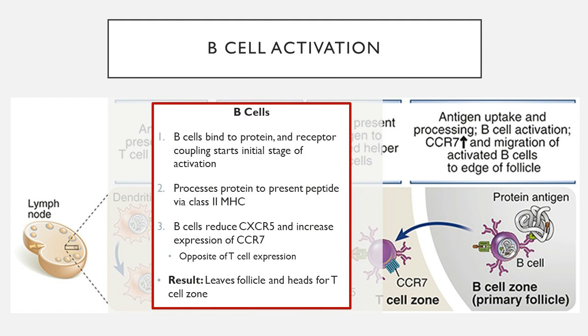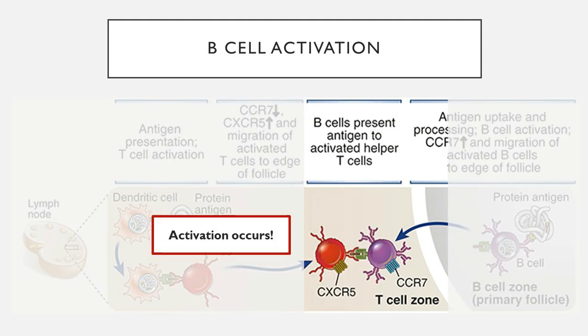So this is the exact opposite of T cell expression. The net result of this is that B cells want to leave the follicle and head towards the T cell zone. So in short, they're both going in opposite directions towards each other. Because of these opposing migratory patterns, eventually the T cell meets up with the B cell and then activation continues.